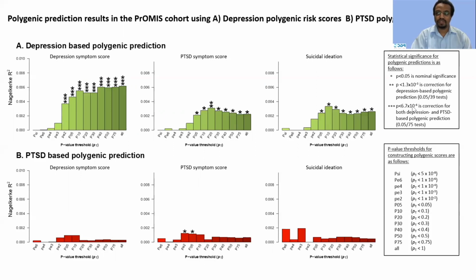constructed using SNPs with discovery GWAS yielded the best prediction results for depression score, and they explained about 0.62% of phenotypic variance. Similarly, as shown on the bottom panel, PRSs for PTSD constructed using SNPs with discovery GWAS significantly predicted PTSD and explained less than 1% of phenotypic variance. As we all know, there is the issue of confounding by population stratification, so we conducted a sensitivity analysis to account for population stratification, and the results remain the same.